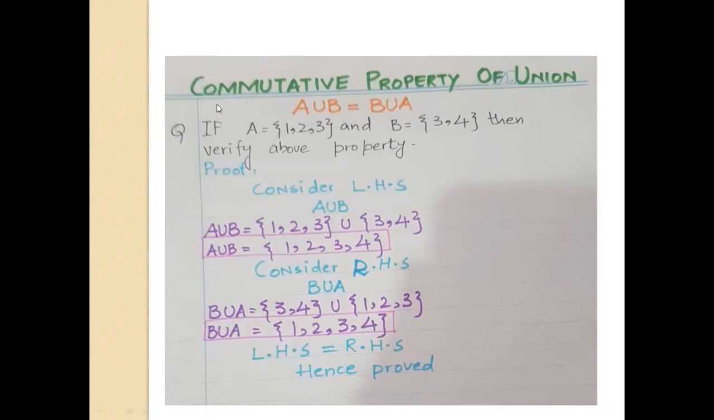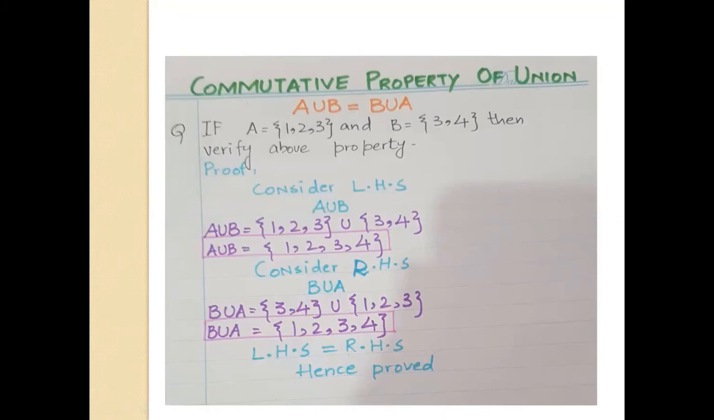If you are taking the same sets for the commutative property of intersection, you will write only the common element. A intersection B, the common element here is 3. And also in B intersection A, the common element here is only 3. So left hand side is equal to right hand side, hence proved. I have just explained here the commutative property of union.